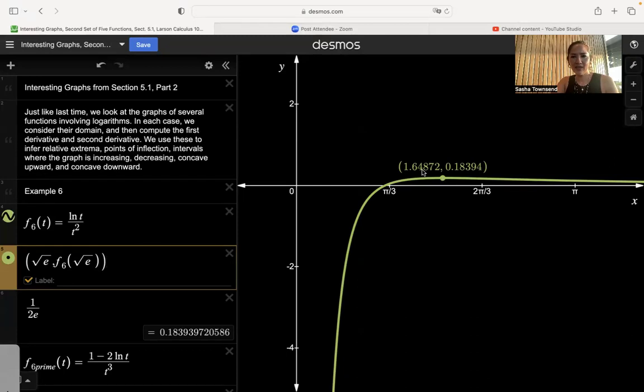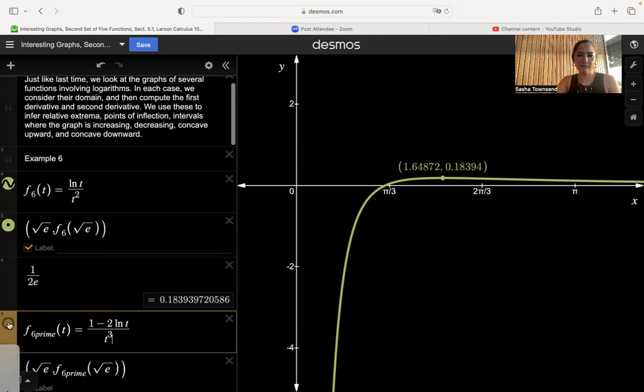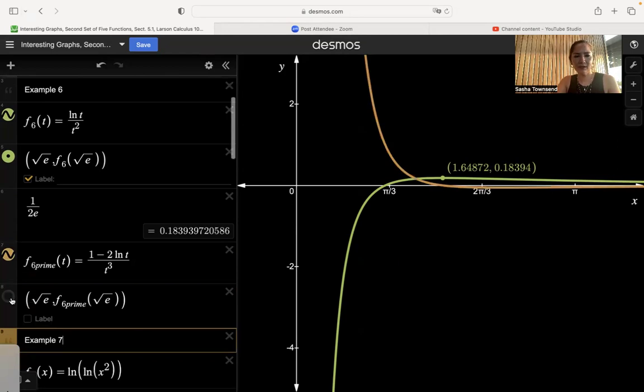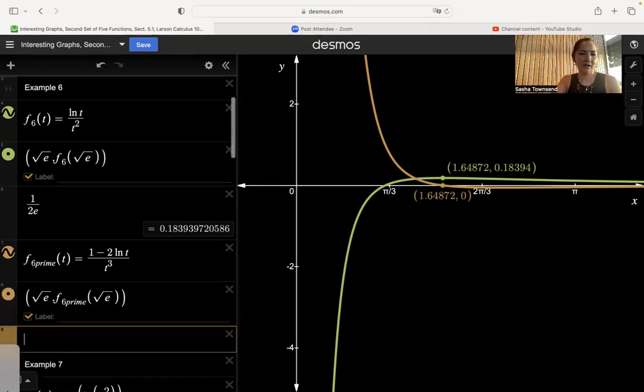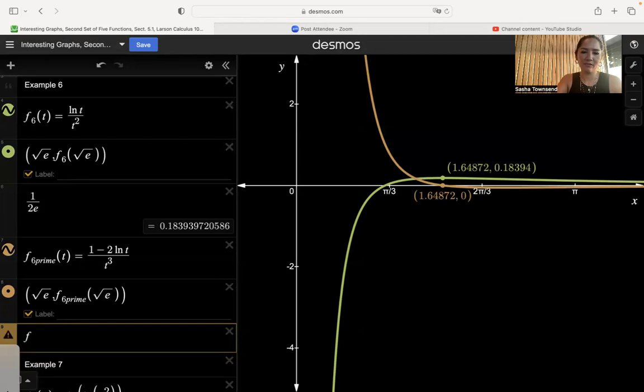Now that x value corresponds to the 0 of the first derivative. So let's graph the first derivative. And if we evaluate the derivative at square root of e, we get that value. We see that this first derivative is 0 there. Now we could also graph the second derivative. Second derivative should indicate where the graph is concave upward versus concave downward.